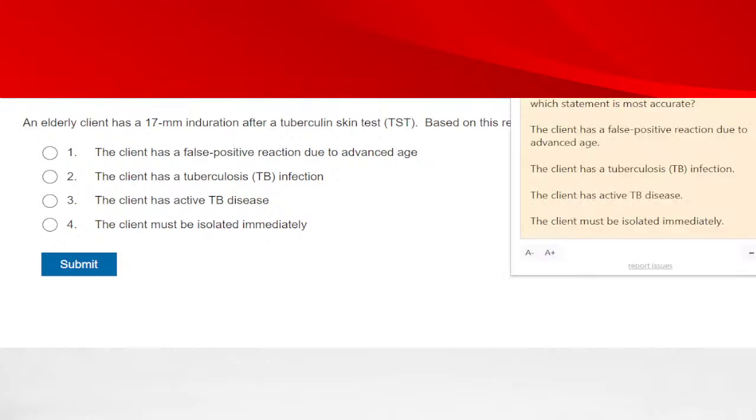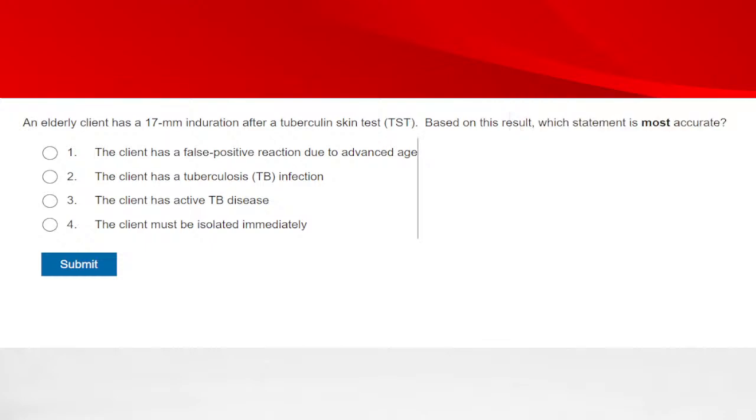An elderly client has a 17-mm induration after a tuberculin skin test, TST. Based on this result, which statement is most accurate? The client has a false positive reaction due to advanced age. The client has a tuberculosis TB infection. The client has active TB disease. The client must be isolated immediately.